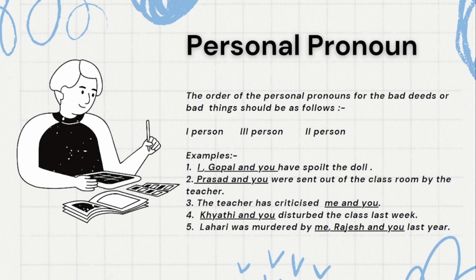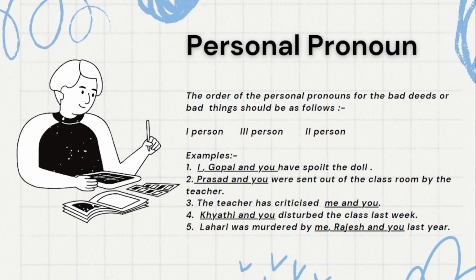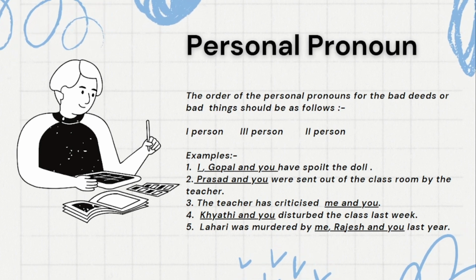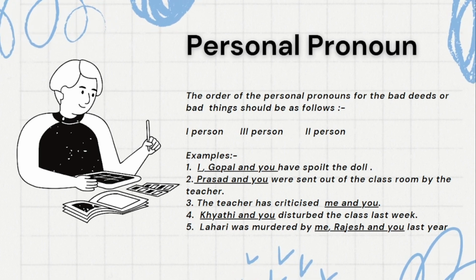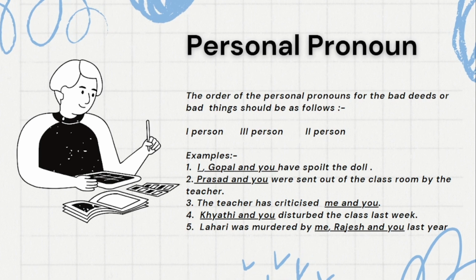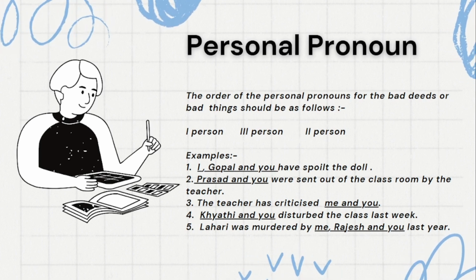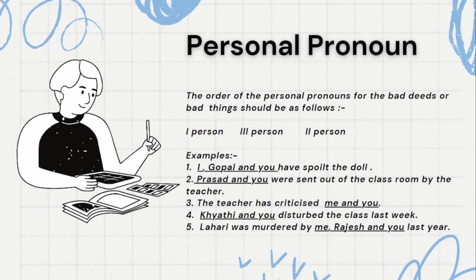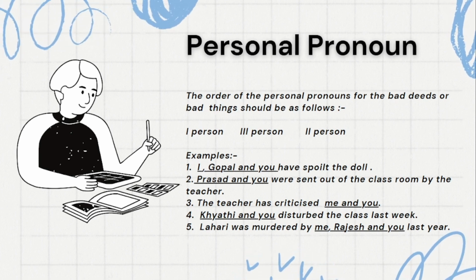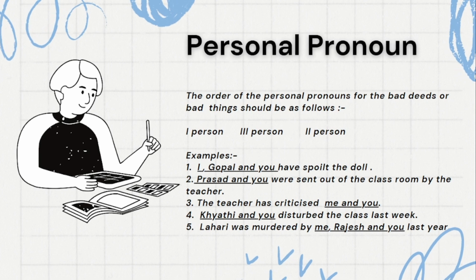You know how to find the object. It was explained in the previous video. Here, in this sentence, the object is me and you. Me, first person. You, second person. Next, fourth one. Kathy and you disturbed the class last week.